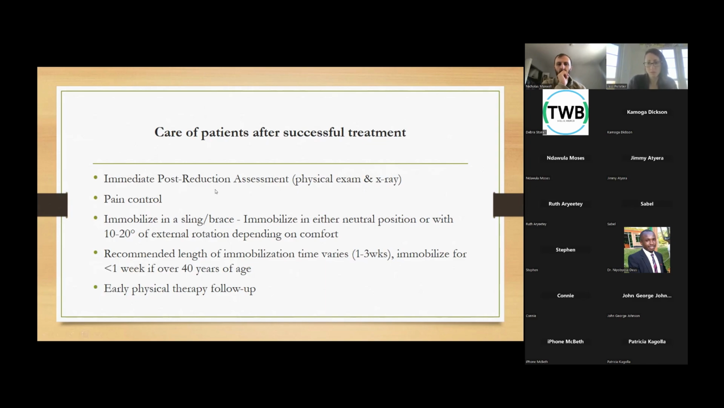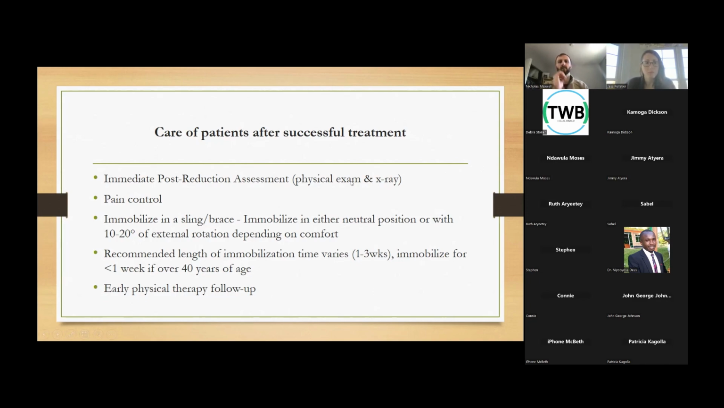So immediately post-reduction, you have to check, obviously, the distal pulses and the sensory innervation, because you want to be sure that there's no damage that you've inflicted onto the blood vessels and on the nerves. So you have to do a quick clinical examination of the hand, look for pulses, and then sensations distally, and just make sure that those are fine.